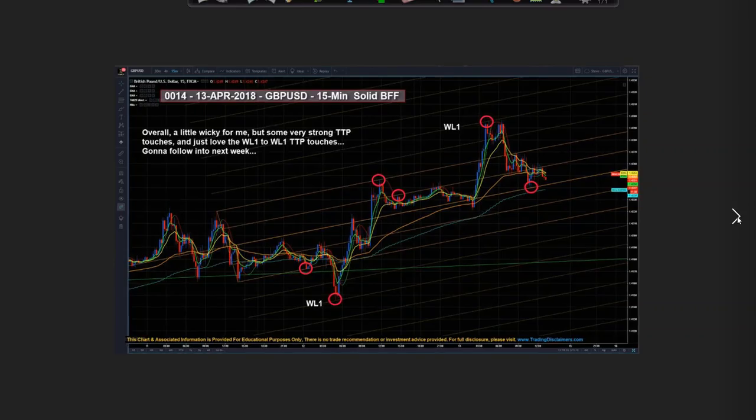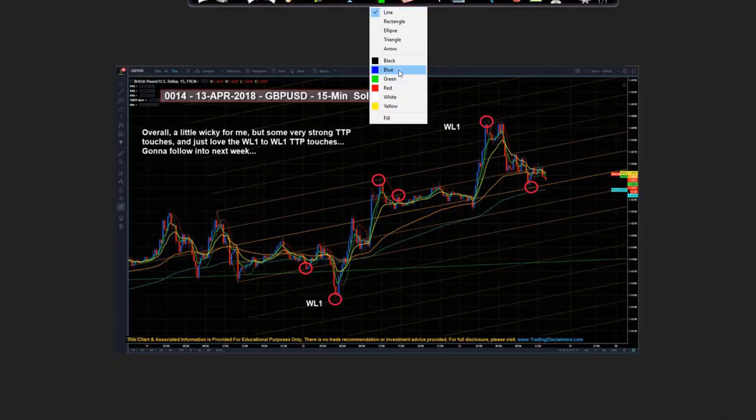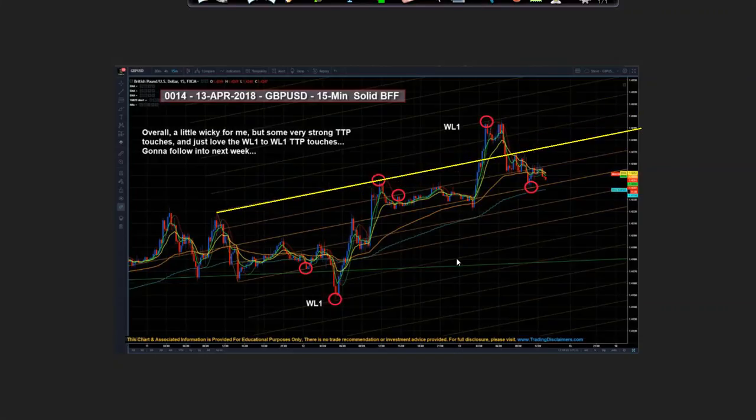Pretty amazing. So Alan Andrews, when he did all his pitchfork work and his observations, he said, if price breaches the fork. Now, so you know where the fork is here on this chart. It is this gold thing right here.